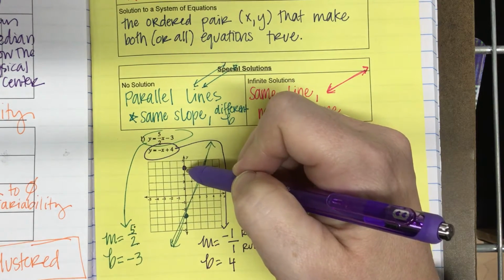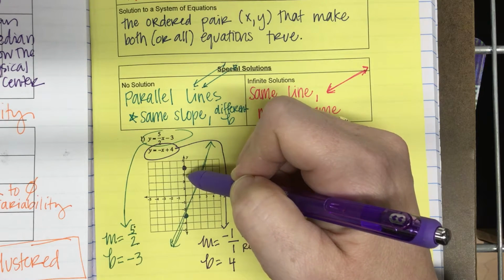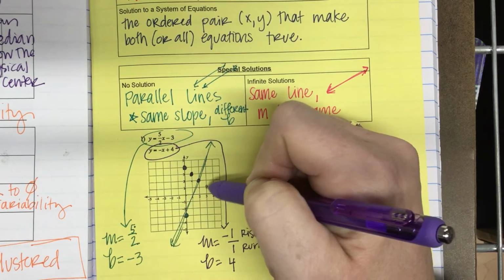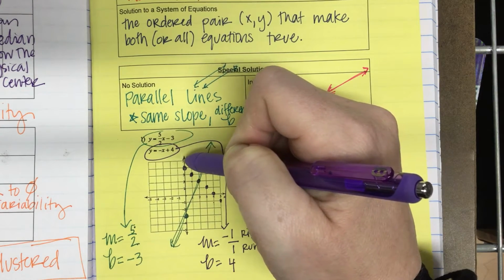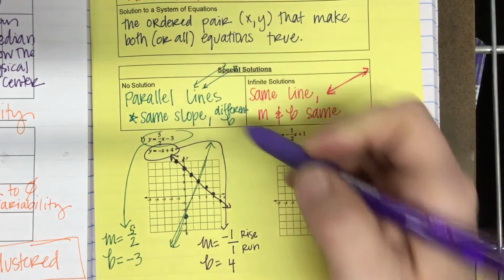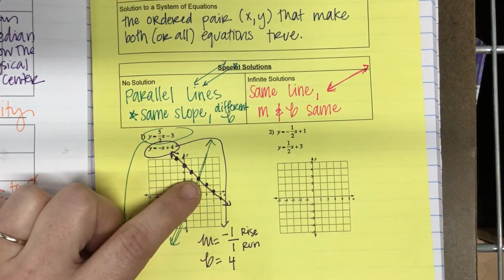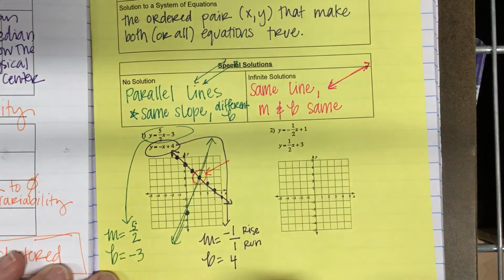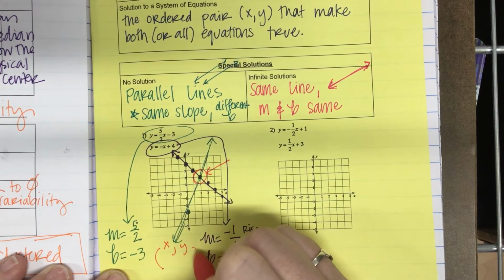So I can do two things here. I can go down, because that's negative 1, a rise of negative 1, and a positive 1. I can also go up positive 1 and backward negative 1. When you're graphing, the really great thing is that two ordered pairs should overlap. So the solution to this system of equations is this ordered pair right here. That's my answer.